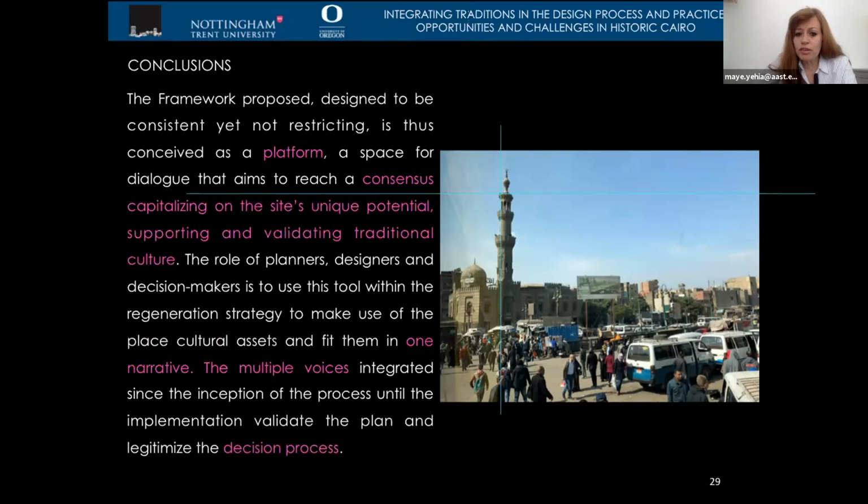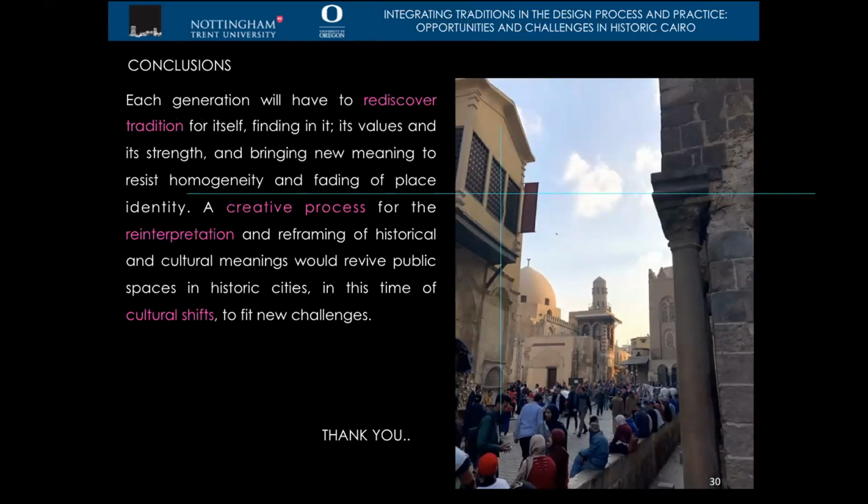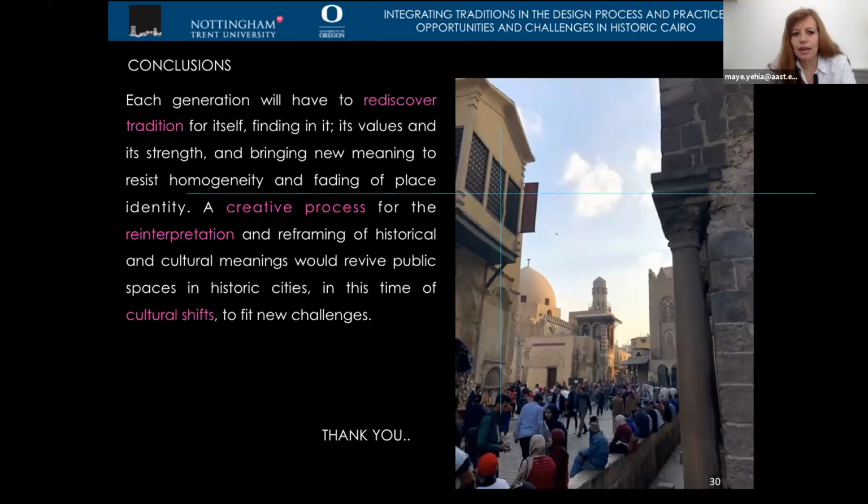The multiple voices integrated since the inception of the process until the implementation validate the plan and legitimize the design process. So each generation will have to rediscover tradition for itself, finding in it its values and its strength, and bringing new meaning to resist a fading of place identity.